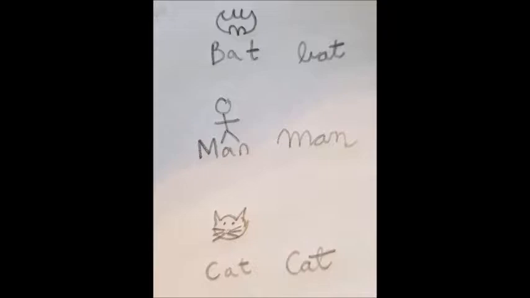In this case, it's going to be bat, man, and cat. They're all going to have little pictures above the word so that Joe is able to get a better understanding of what the word means and the meaning behind the word, and that way he'll be able to write out the words with little complication.